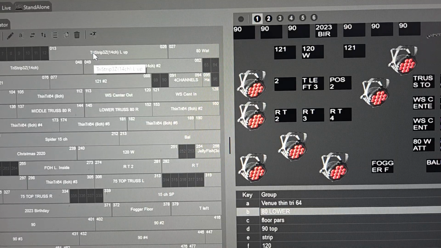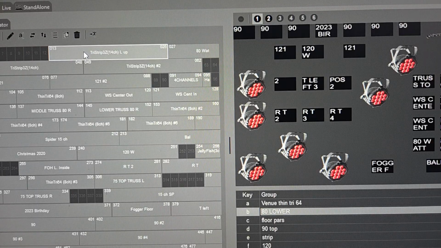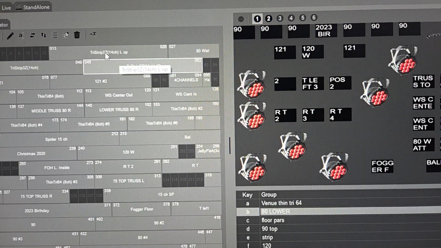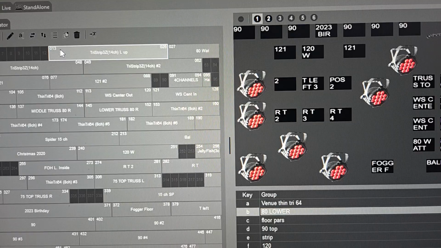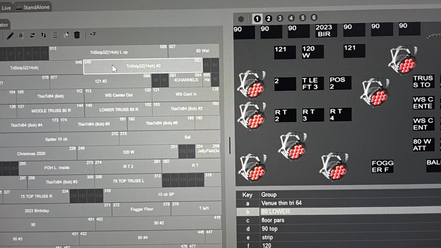For example, here's a tri-strip light. Tri-strip, there's 3 zones in the light, so it's a strip light. 1, 2, 3. All 3 of those used to live at this address, 13 through 26. Okay, and I made them all individual.